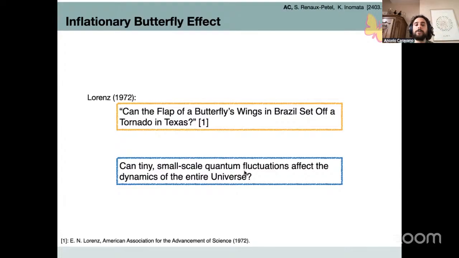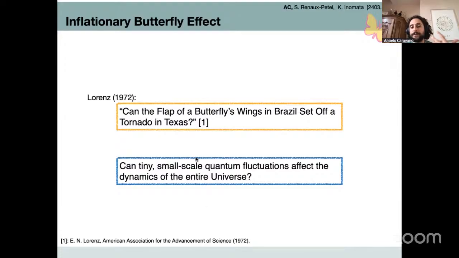And the original question was, can the flap of a butterfly's wings in Brazil set off a tornado in Texas? This was a provocative way to stress how much these nonlinear systems, which were convective systems that we were studying at the time, describing the atmosphere, were highly unpredictable, in the sense that they are highly sensitive to all the details of the system and to the initial conditions.